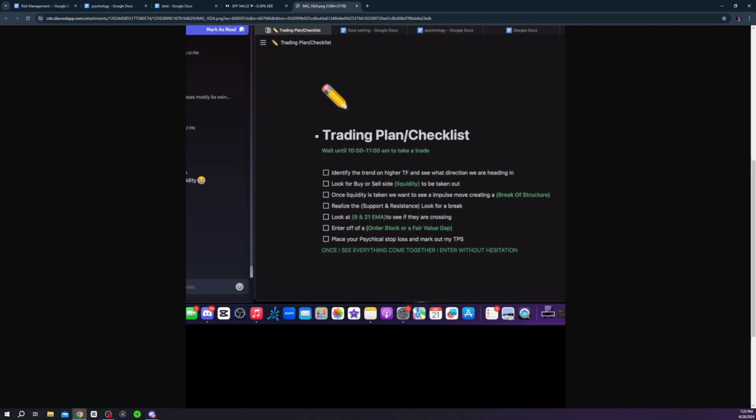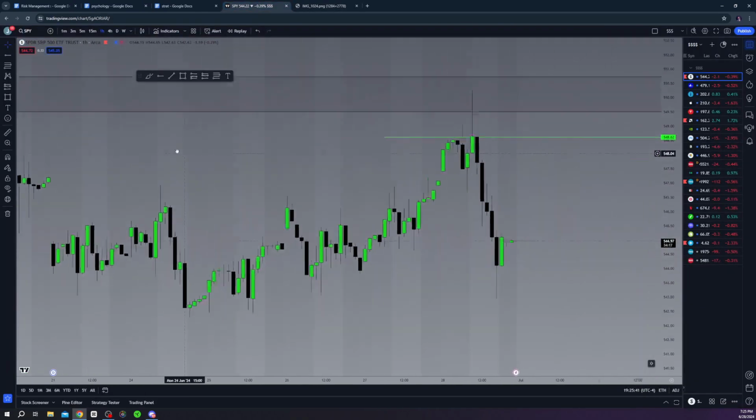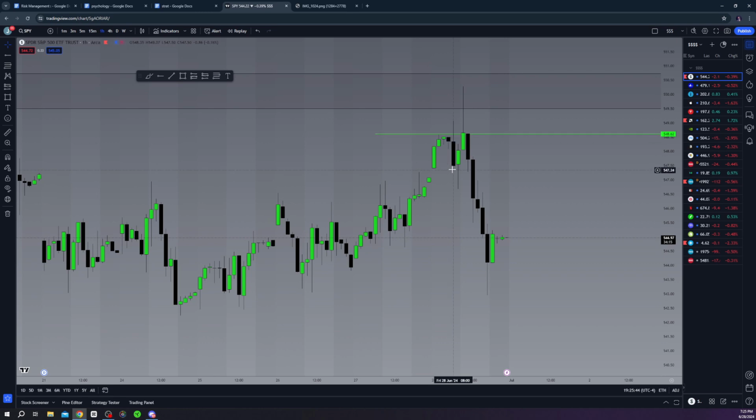So, this is my trading plan and checklist. This is what I do and what I look at every single day for me to take a trade. So the first thing that we do is we identify the trend on a higher time frame and we see what direction we're heading in. Today, we were in an uptrend, but we broke structure to the downside. We broke this recent low. What does that mean? We had resistance, and we broke it. Doesn't have to be perfect, but resistance, and we broke it.